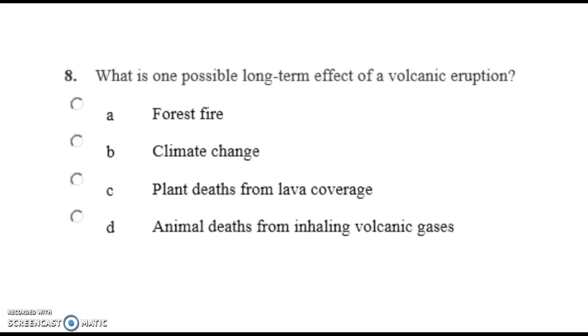Question 8. What is one possible long-term effect of a volcanic eruption? A. Forest fire. B. Climate change. C. Plant deaths from lava coverage. D. Animal deaths from inhaling volcanic gases.